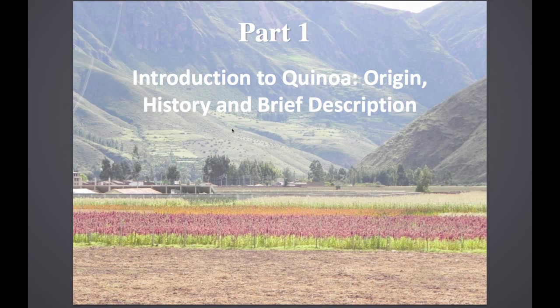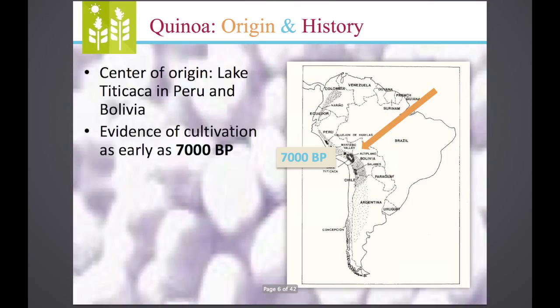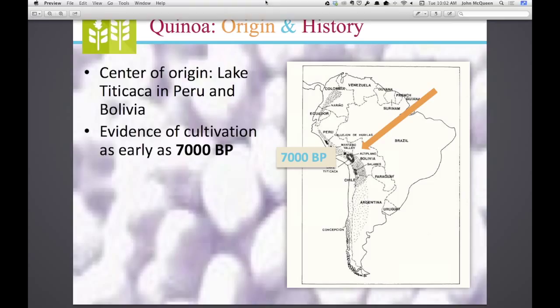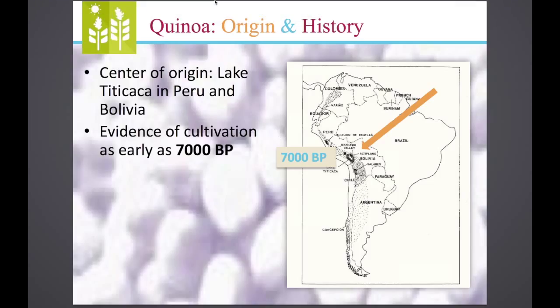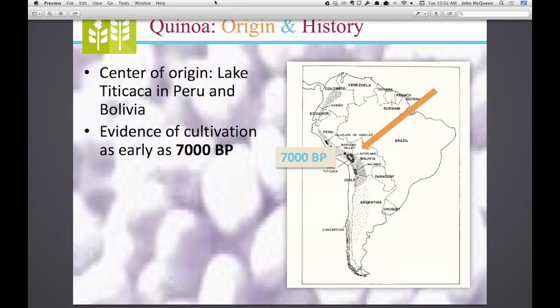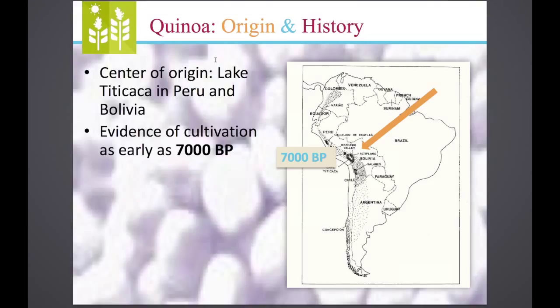Okay, so part one, introduction to quinoa, origin, history, and brief description. So quinoa was domesticated near Lake Titicaca in Peru and Bolivia. You can see the arrow there, about 7,000 years ago.